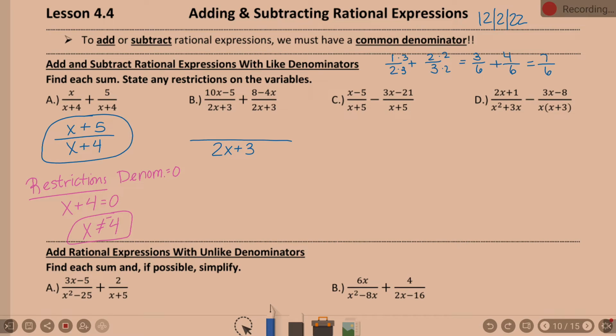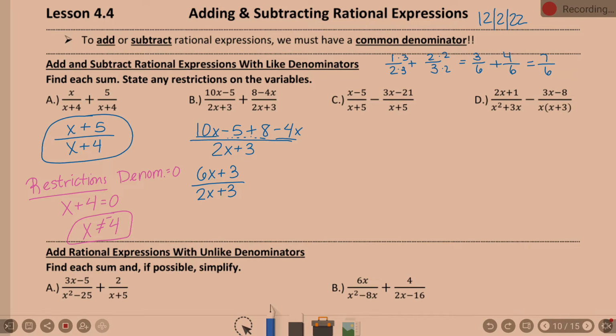Now, if you want me to do it the long way for a moment, I'm going to add 10x minus 5 plus 8 minus 4x. However, am I going to leave my answer like that? No, you can simplify it. We're going to clean up. Back to my terms: 10x minus 4x is 6x, 6x minus 5 plus 8 is plus 3, over 2x plus 3.